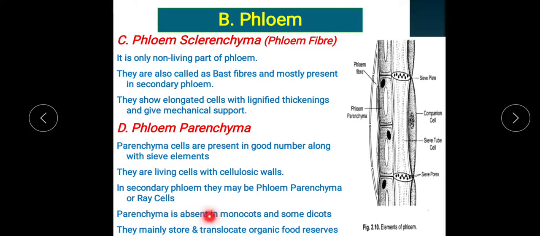The parenchyma is absent in monocots and in some dicots. Okay, so they are present in the lower plants, and they mainly store and translocate the organic food reserves which are present in the phloem. So they mainly store that and translocate the organic food reserves.